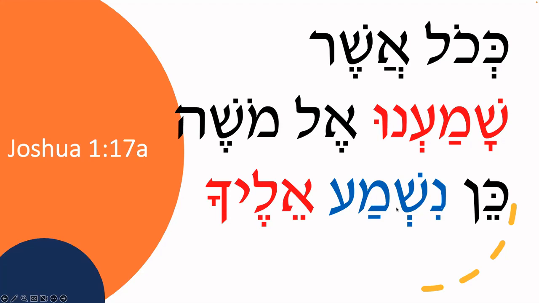And then Nishma. So this is your syllable. Nish, ma. Nishma. El. Kol. Elecha. This is not a consonant, it's part of the vowel. Elecha. Oh, that's right. You did very well on that. Kachol asher shema nu el Moshe, ken nishma elecha. All righty.